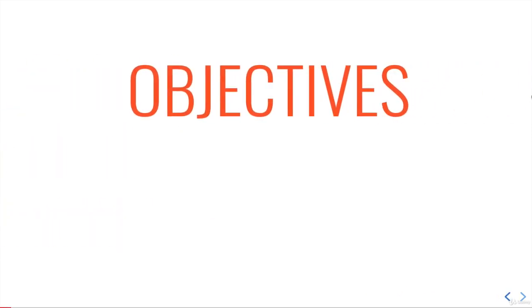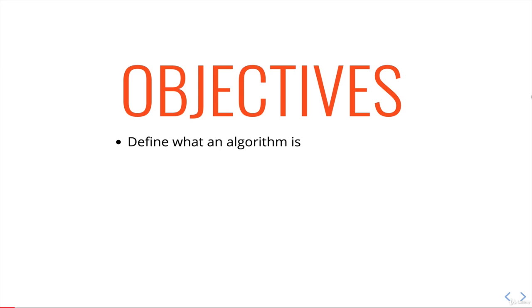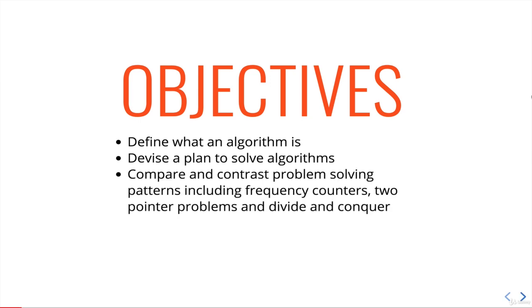But first, objectives really quickly. We're going to start by defining what an algorithm is in like 10 seconds. Devise a plan to solve algorithms, and then compare and contrast problem-solving patterns, including things like frequency counters, two-pointer problems, and divide and conquer. So that's coming up in the next section. Like I said, this section is really more focused on devising a plan, sort of an approach to solving problems. And then afterwards, we'll dive into specific named patterns.